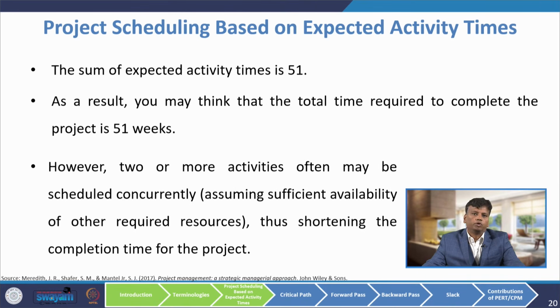As a result, you may think that the total time required to complete the project is 51 weeks. However, two or more activities often may be scheduled concurrently, assuming sufficient availability of other required resources, shortening the completion time for the project. If you do some activities in parallel, that will reduce the project duration.